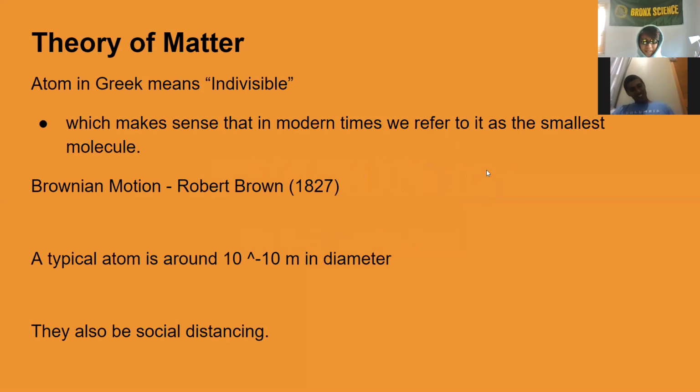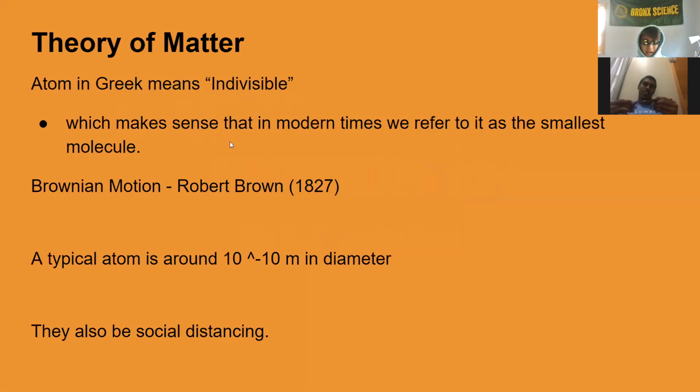So today we're going to talk about the theory of matter, and I'm going to tell you guys a little something about atoms. Okay, in Greek, atom means indivisible. This makes sense because everyone knows that an atom is the smallest molecule.